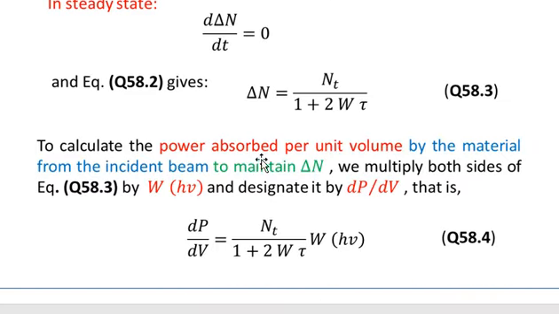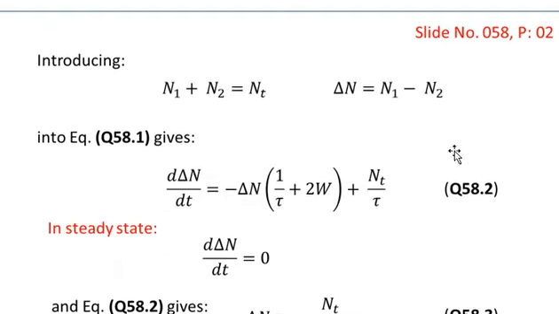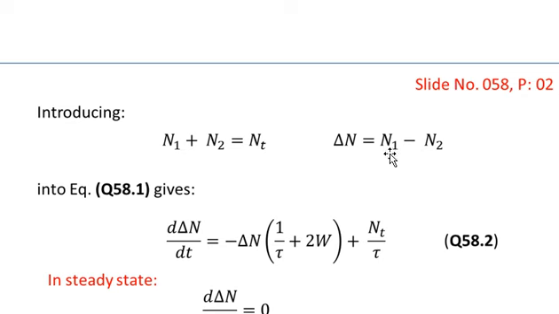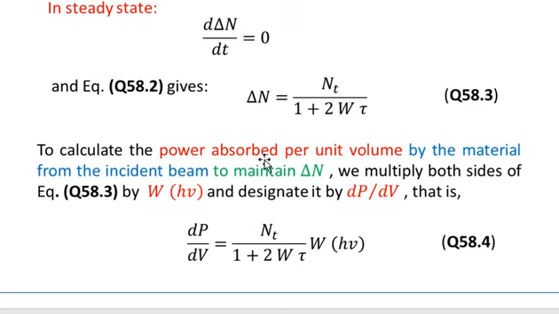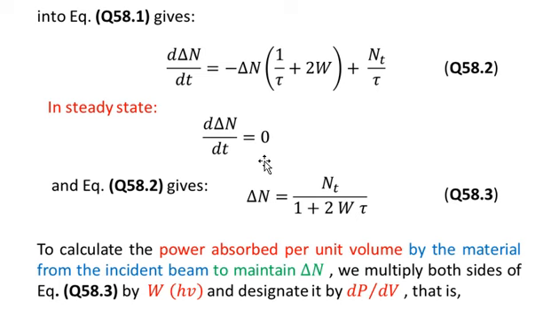To calculate the power absorbed per unit volume by the material, let me recall that N1 is the population per unit volume, N2 is the population of level 2 per unit volume, Nt is the total population per unit volume, and delta N is the difference in populations of levels 1 and 2, again per unit volume. So all these N's and delta N are per unit volume.